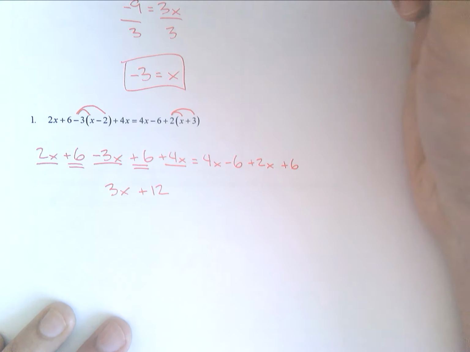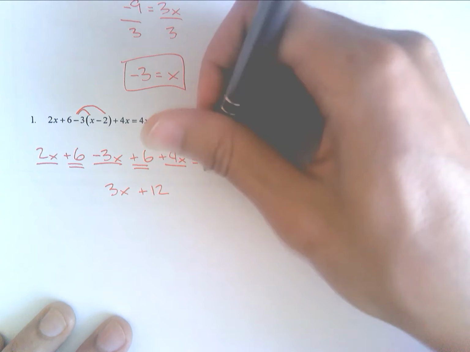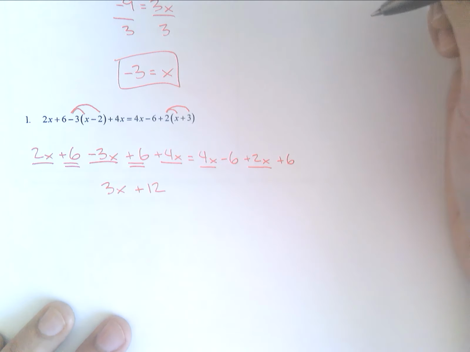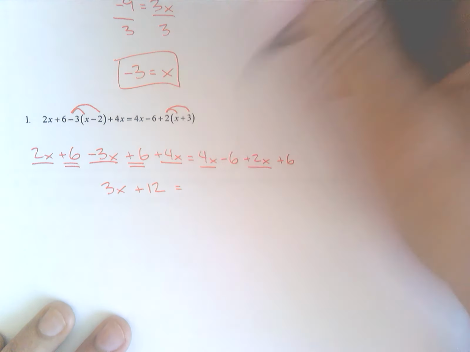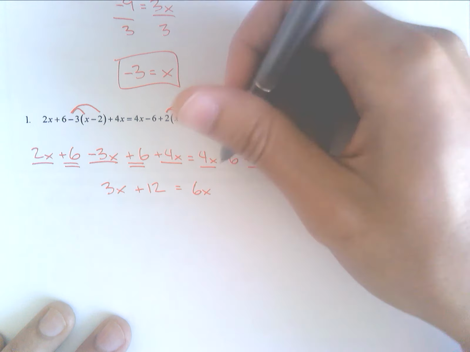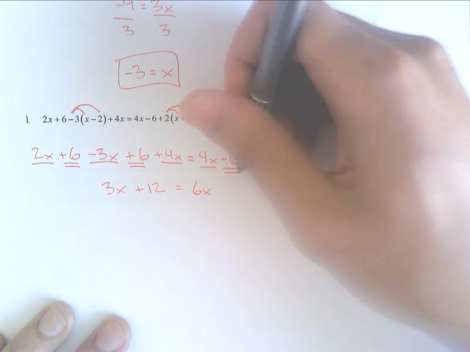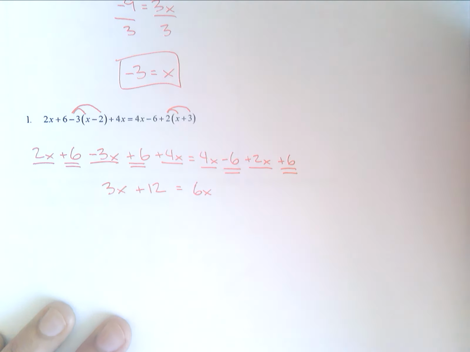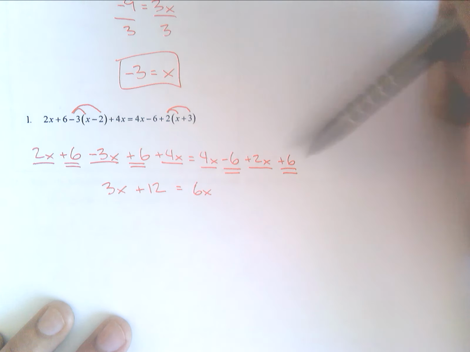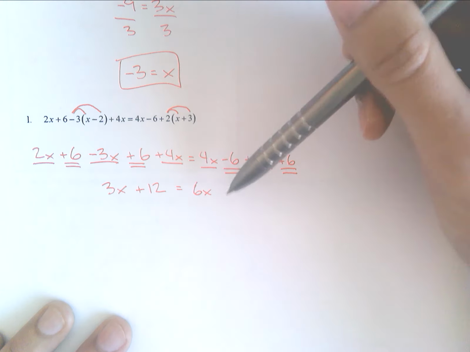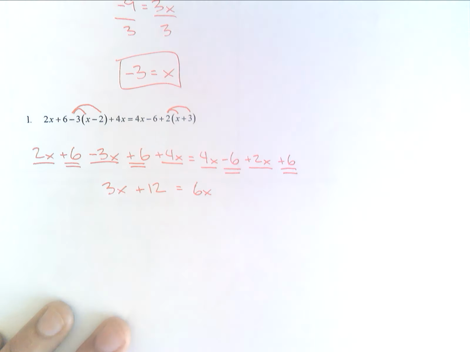And then on the right-hand side, we have 4x and 2x. So 4 plus 2 is 6x. And then here we have minus 6 and plus 6. So minus 6 and plus 6, well, we know what that is. That cancels. Negative 6 plus 6 is 0. So you could write plus 0, or you don't have to write anything.